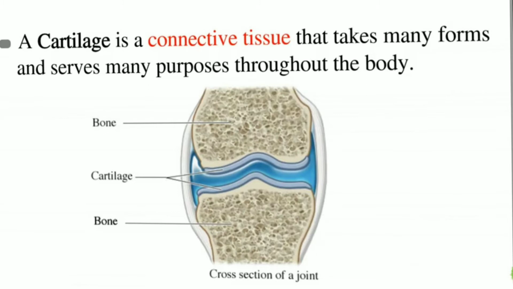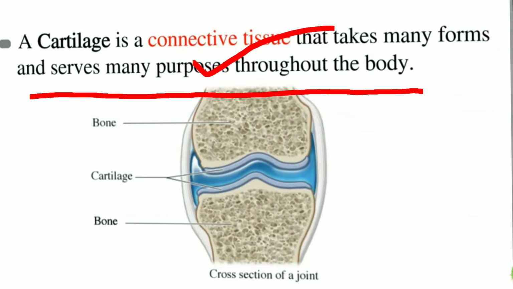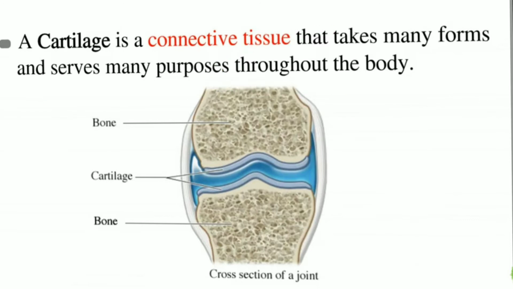Cartilage. What is cartilage? A cartilage is present between two bones. It acts as a connective tissue that forms and serves many purposes throughout the body. Why is it present between two bones? What is the function of cartilage between two bones? It is present between the bones so that the bones do not rub against each other when they move. That is why cartilage is a connective tissue present between two bones.